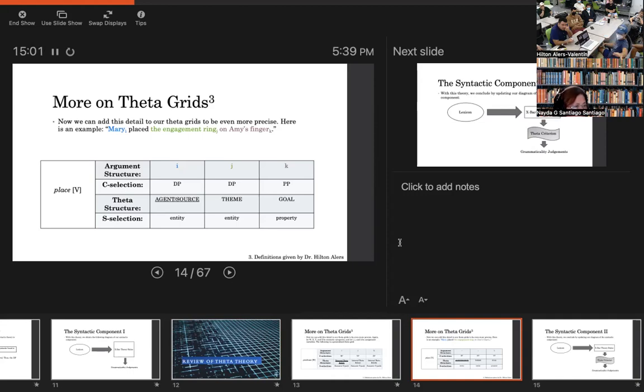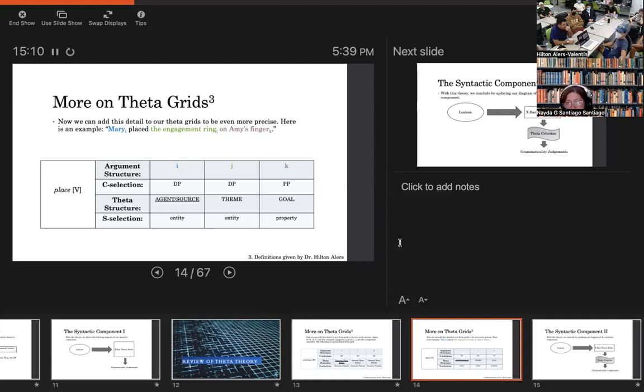So far so good. We see that J needs to be a theme. The theme is the thing being acted upon by the verb. So in this case, it is the thing being placed. And sure enough, the engagement ring is the thing being placed. So that part of the theta structure is good. And lastly, the prepositional phrase needs to be a goal. This is where the ring is going towards. And in this case, we have on Amy's finger, that is satisfied. So that part of the theta grid is also good.